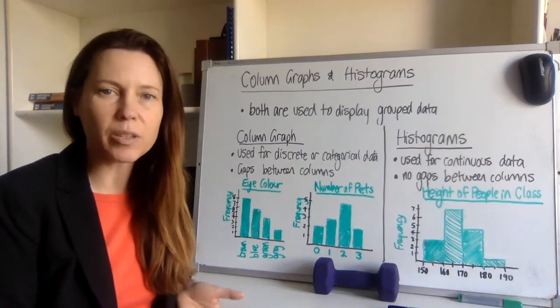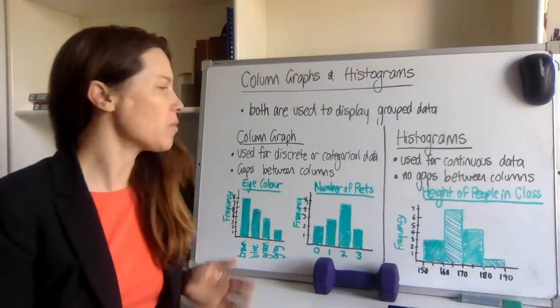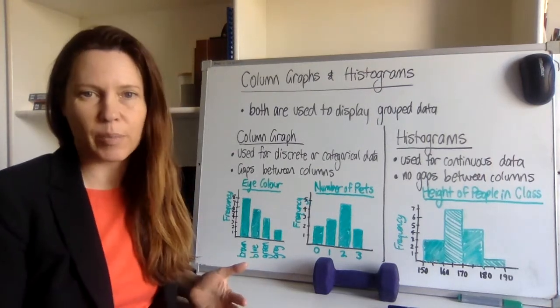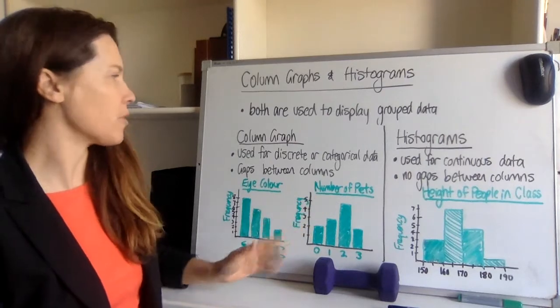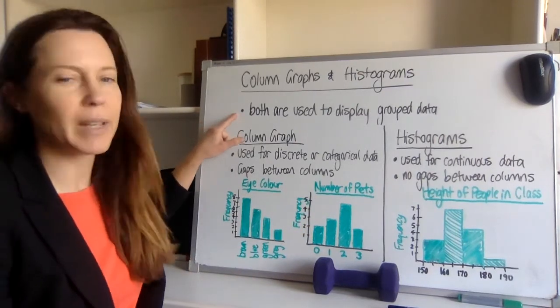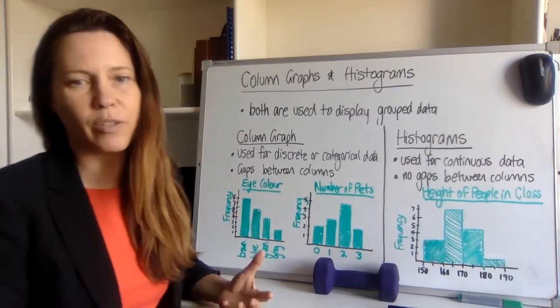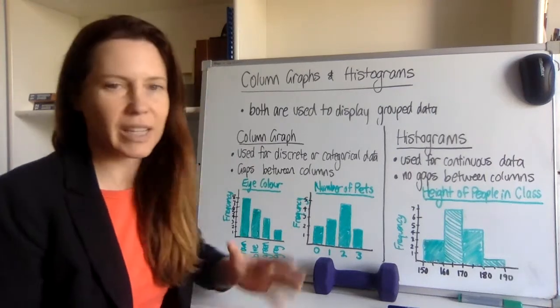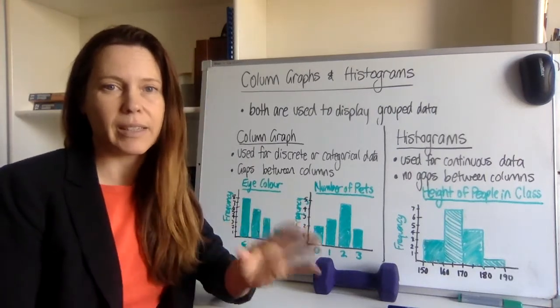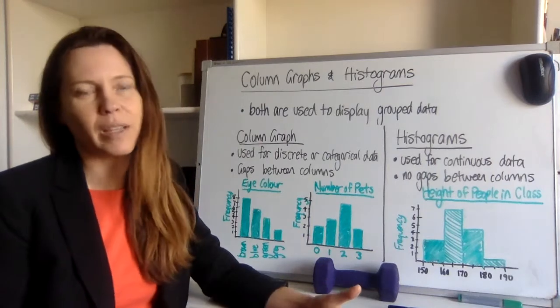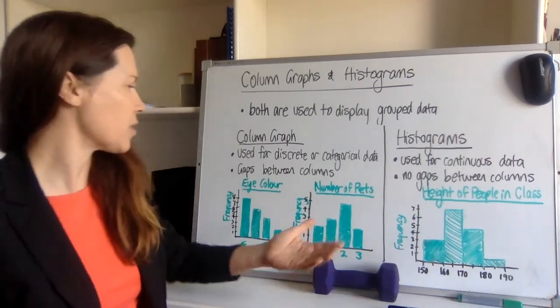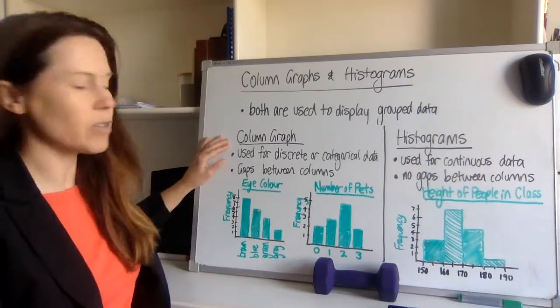Now, once we've got our frequency data sorted, there's 2 ways that we can display it, either with a column graph or a histogram. Lots of people get these mixed up, but once you understand the purpose of them, it's quite easy to see the difference. They're both used to display grouped data, and the reason that we've got to group it sometimes is so that we can get a cluster of things that are alike together. Sometimes that means we've got to make a little bit of a compromise, as you'll see in these examples.